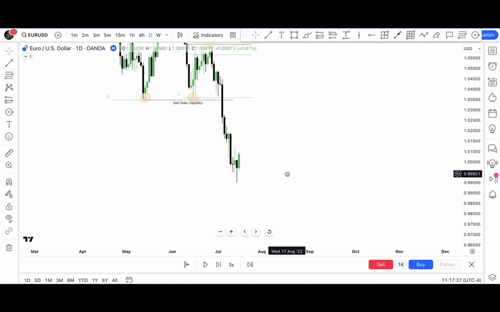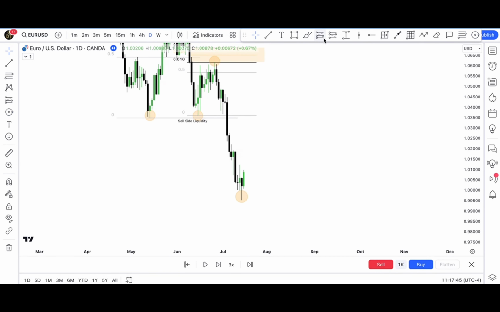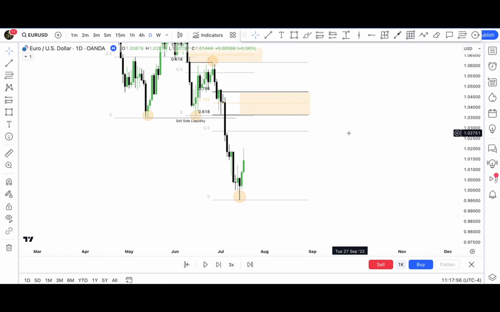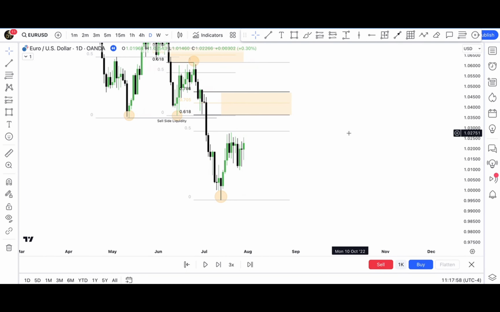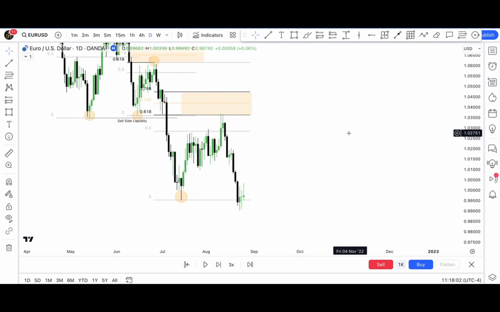There it is. Why is this a swing low? Because there's a higher low on the left and a higher low on the right of it. So let's mark that out. And let's place our OTE. And let's see what price does inside these OTE levels. There we go. It touches and it moves away again.